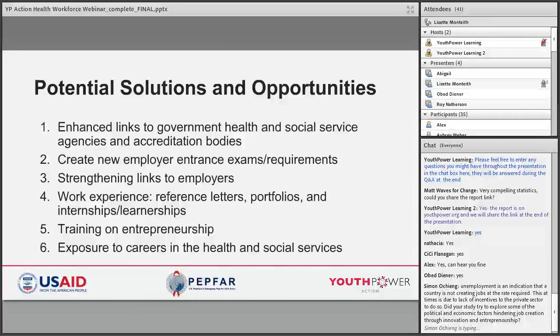And several program managers mentioned that many of their program participants decide they do not want traditional employment and they want to rather set up their own businesses as they see this as more viable and sustainable.